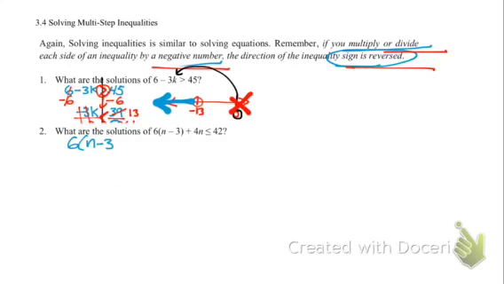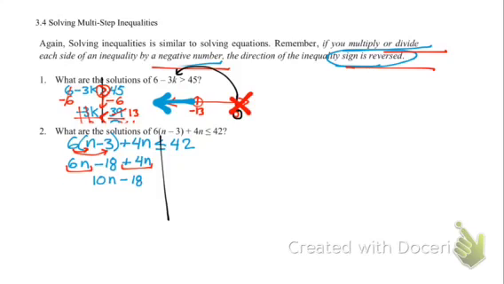Now for example number 2, we should get a true statement. What we have here is 6 times n minus 3 plus 4n is less than or equal to 42. Again, we separate the left-hand side from the right-hand side. First, simplifying the left-hand side. Distribute the 6 to both the n and the negative 3. And then next we have to combine like terms, getting 10n minus 18. That side is simplified, right-hand side is 42, so just bring it down.